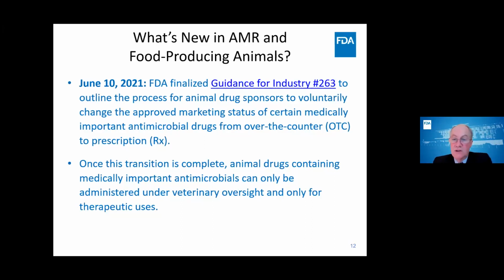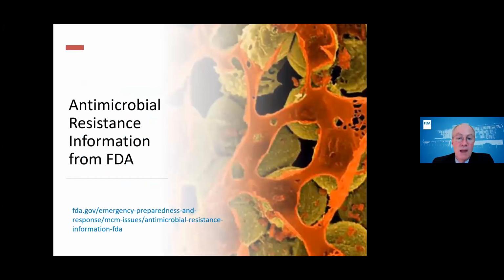And so once this transition is complete, the animal drugs containing medically important antimicrobials can only be administered under veterinary oversight and only for therapeutic purposes. And so that would be for assuring the health of animals, so for treatment, control, or prevention of specific disease. And with that, that's my update on science and policy. So here's where you can go to the FDA website if you would like to get some more information about some of the things that I mentioned.